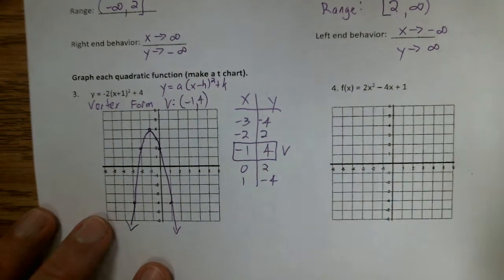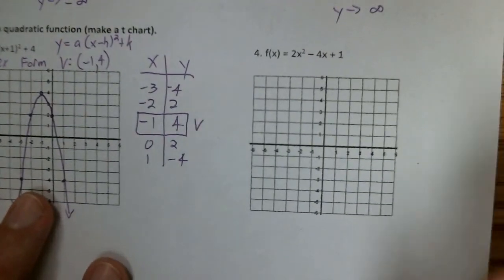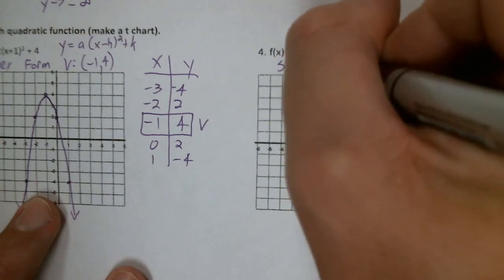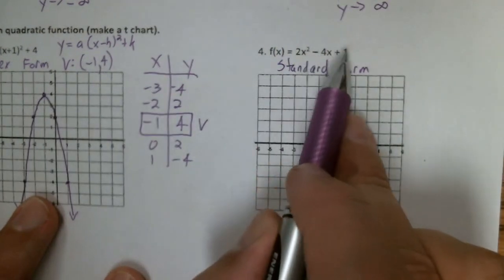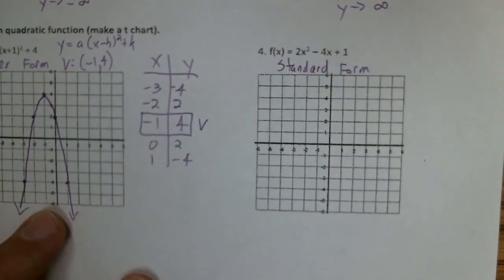Okay, number 4, they weren't so nice to us. Okay, let me zoom back in on this one. I'm not in vertex form. I'm in standard form. How do I know that? I don't see any parentheses. Okay, there's my A term, my B term, and my C term. I'm in standard form, so I don't know what the vertex is right off the top of my head.